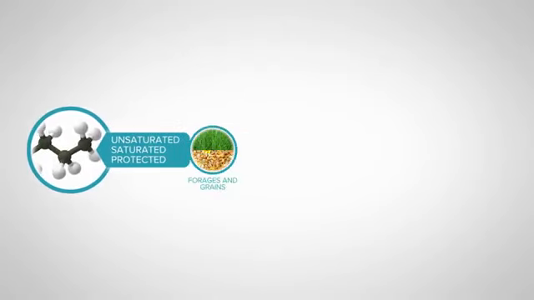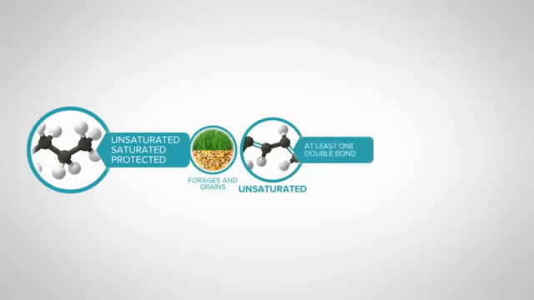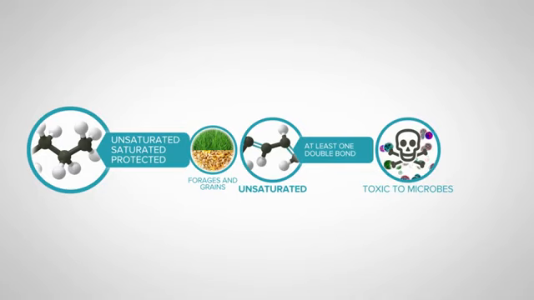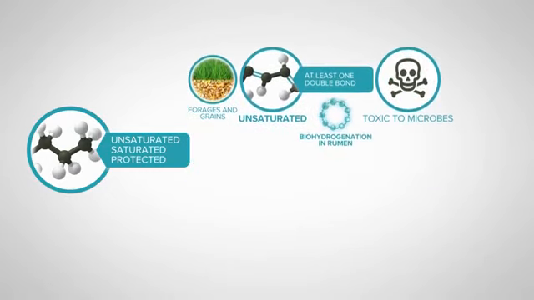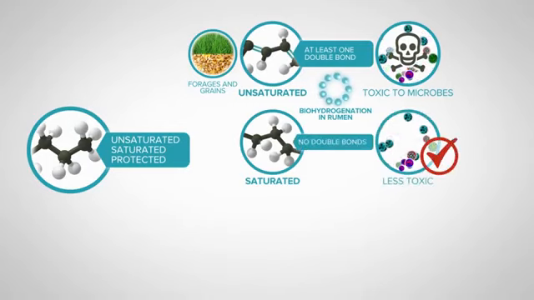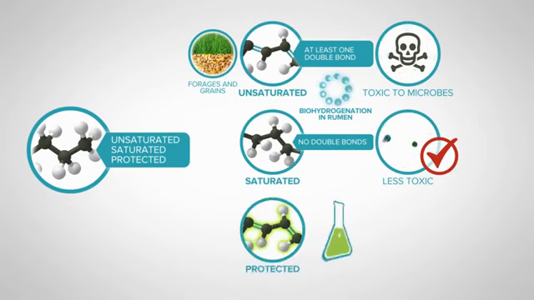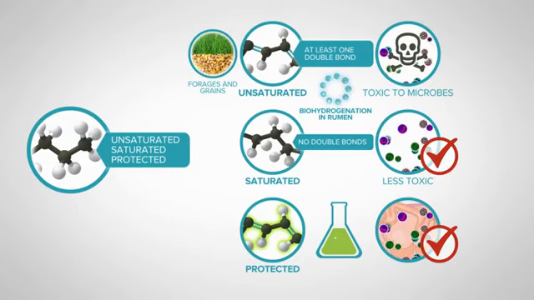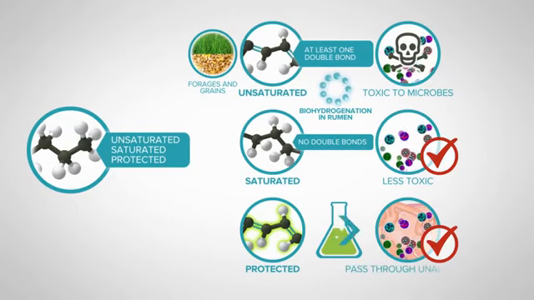The majority of fatty acids in forages and grains are unsaturated, meaning they contain at least one double bond. These fatty acids are toxic to rumen microbes, particularly those that digest fibre, and consequently they undergo biohydrogenation in the rumen. A small proportion of dietary fats are saturated, which means they contain no double bonds and are therefore less toxic to the rumen microbes. And finally, protected fatty acids are chemically treated so they don't interact with the rumen microbes and pass through the rumen unaltered.